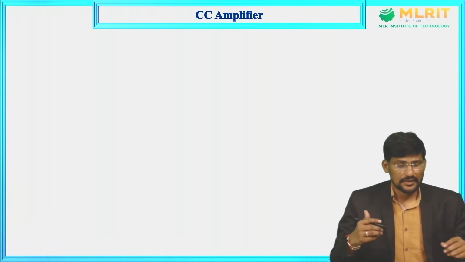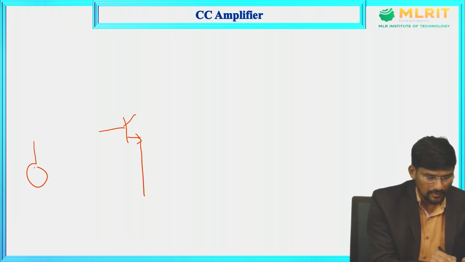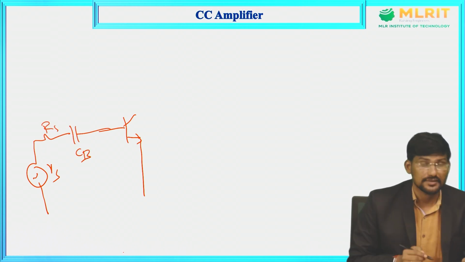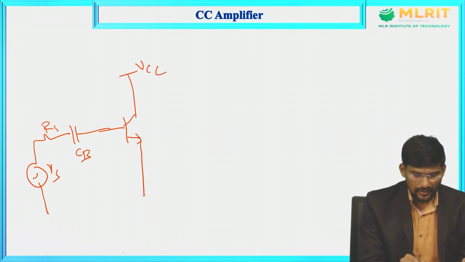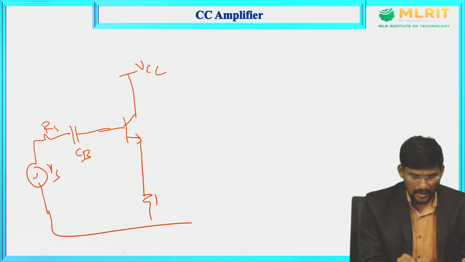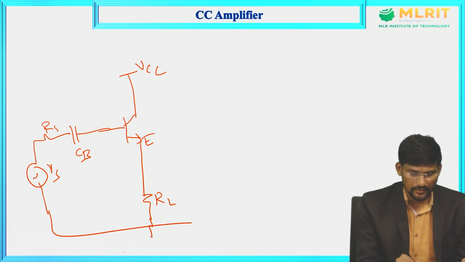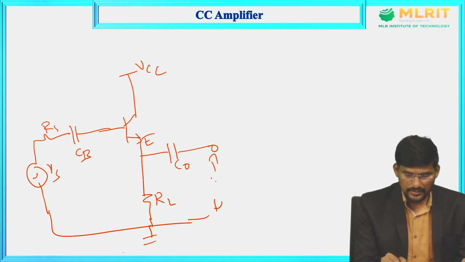Let us consider an NPN transistor connected in common collector configuration. The input is applied to the base terminal. Let us take the coupling capacitance CB here, and we will consider the DC source as VCC, and we will take a resistor here, RL, which is acting as a load resistor, connected between emitter and ground terminal, and we will take a coupling capacitor at the output. Let us take this coupling capacitor as C0, and we will take the output across the emitter terminal.